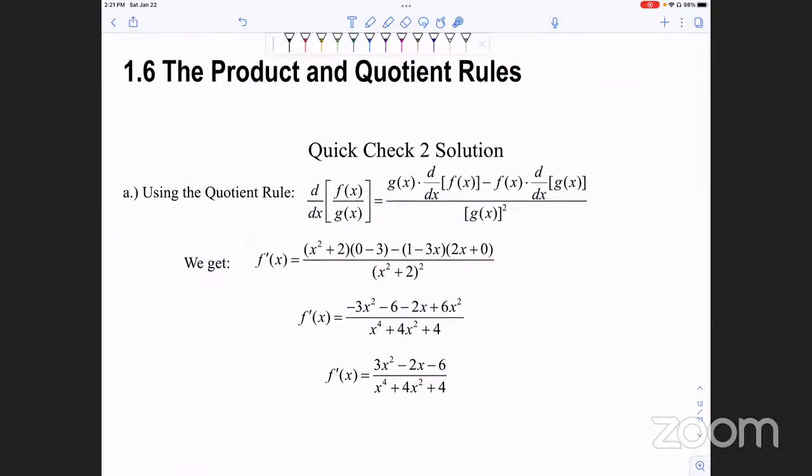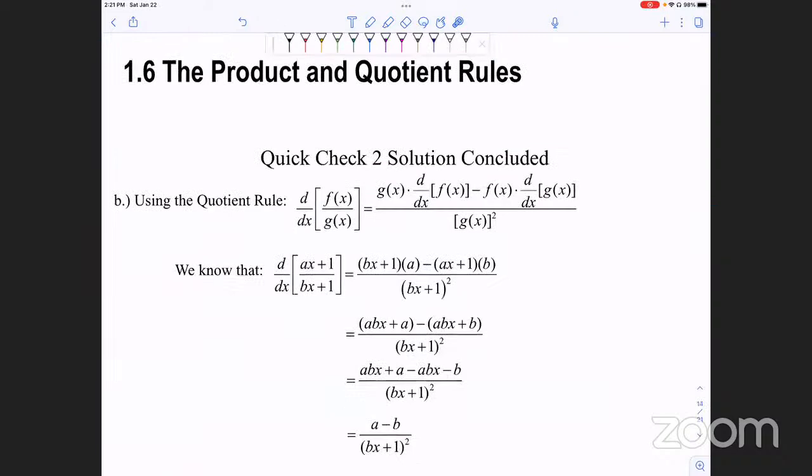As an exercise, here's the solution. If you need me to work through this, if you have questions about any of these quick checks, just let me know and we can talk about them.